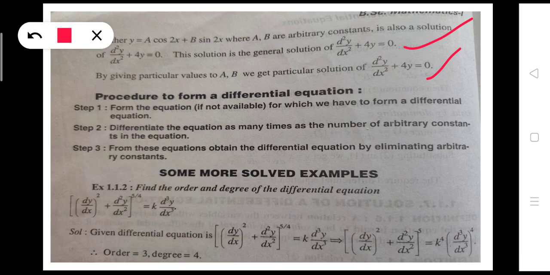Now, the procedure to form a differential equation. We will learn about the procedure to form a differential equation. Step 1.